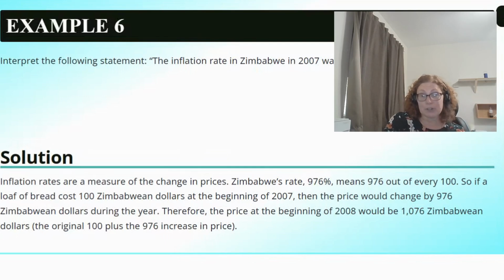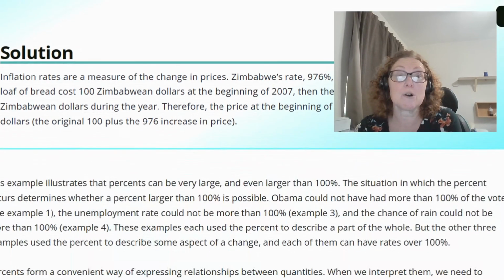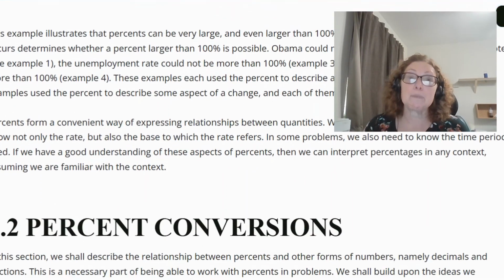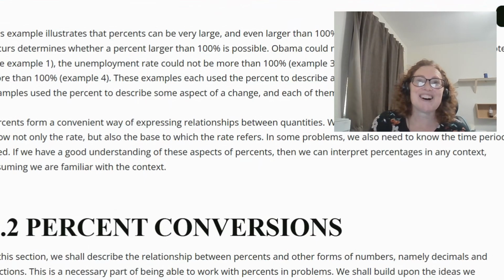If a loaf of bread costs 100 Zimbabwe dollars, or whatever they call them, then the price would change by 976 Zimbabwe dollars during the year. That's a lot. Originally, it cost 100, and then it went to 1,076. But yeah, it's possible, and that percentage did go up by that much. So a percent larger than 100% is possible, although not in all cases.